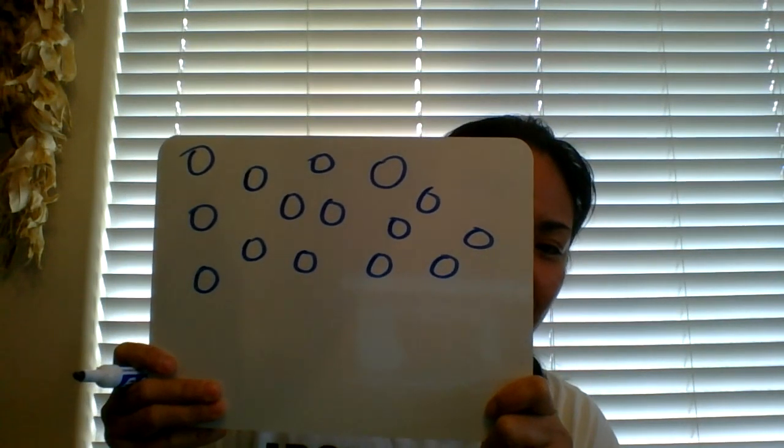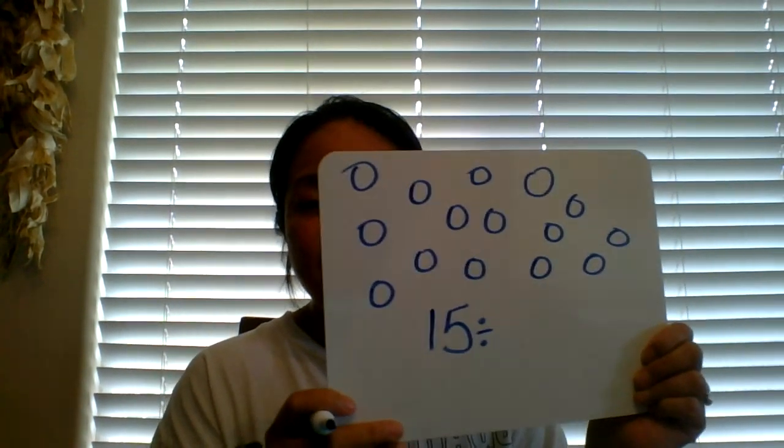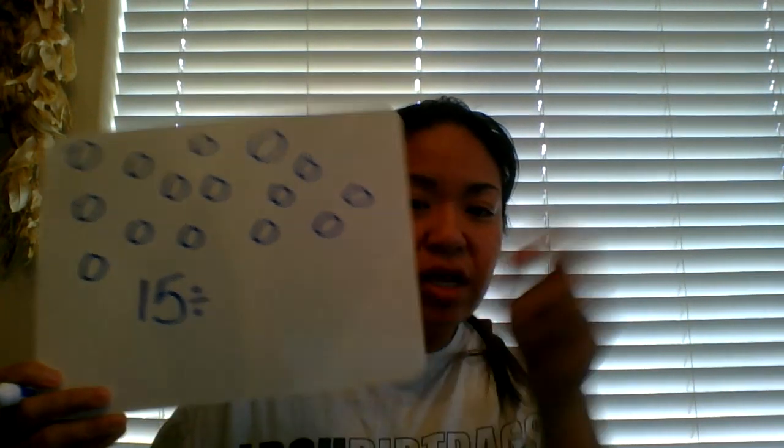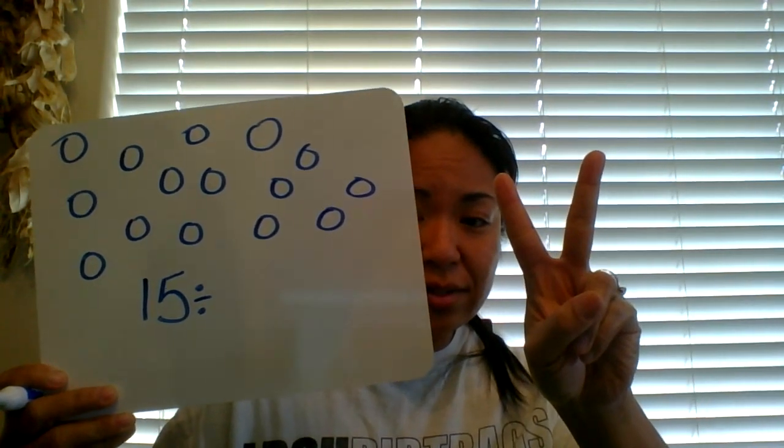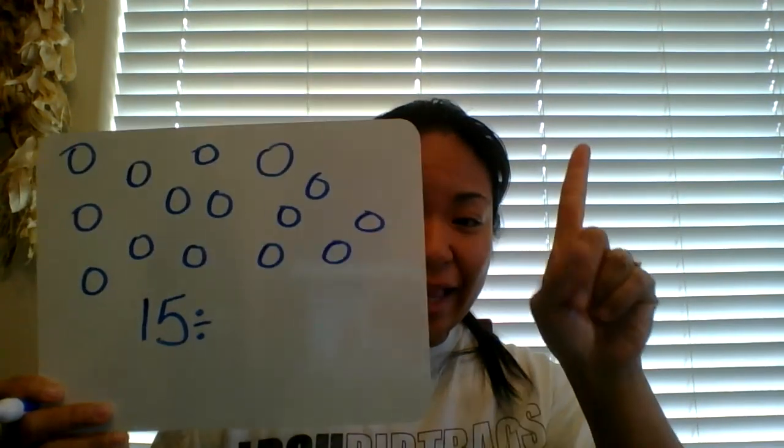We've got 15 cookies, which means in my equation, I need to start with 15. Now, Valeria is sharing her cookies with 2 other people in her house. So if it's Valeria and 2 other people in her house, how many people are all sharing cookies? I hope you said 3, and you're right. So we have 15 divided by 3.